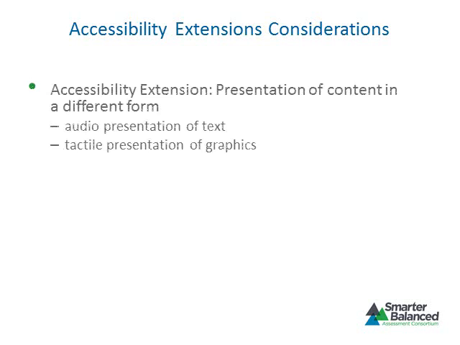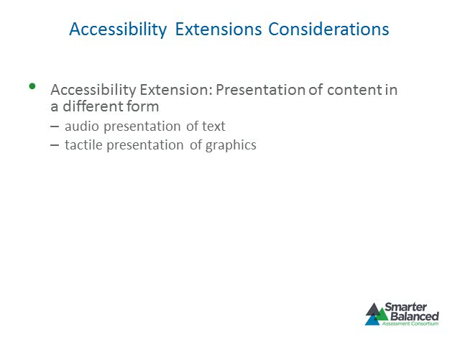For some content presented in items and tasks, accessibility extensions will be required. An accessibility extension allows content associated with an item or task to be presented in a different form. As an example, text-based content might be presented in an audio form for students with vision needs or who have difficulty decoding text. Or text-based information might be presented in Braille for students who are blind and read Braille.